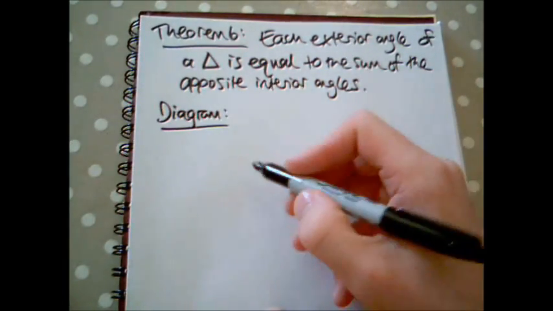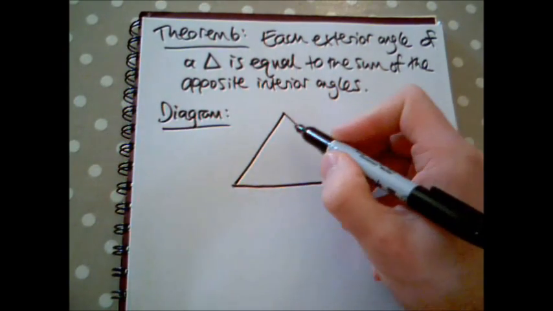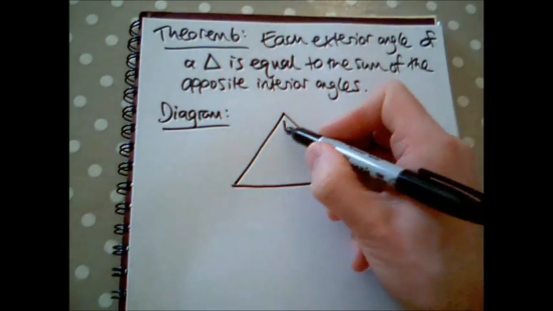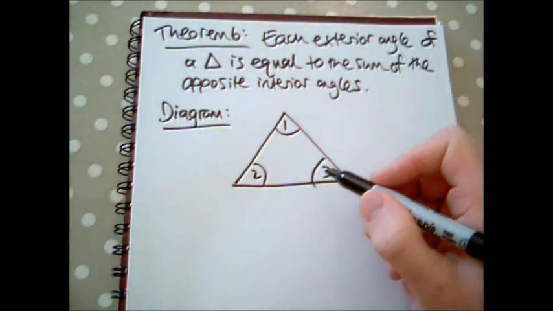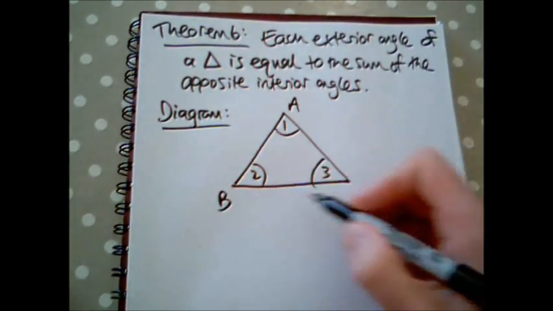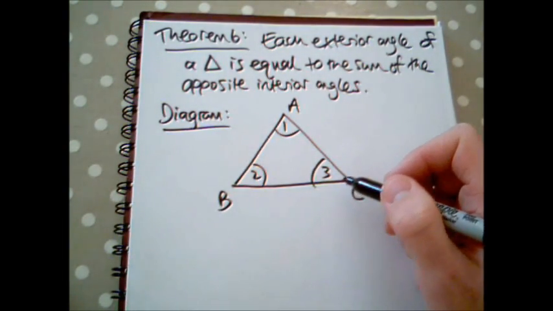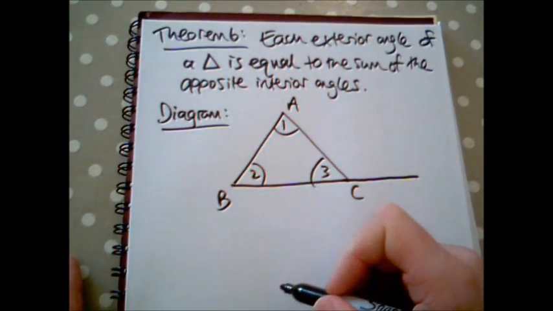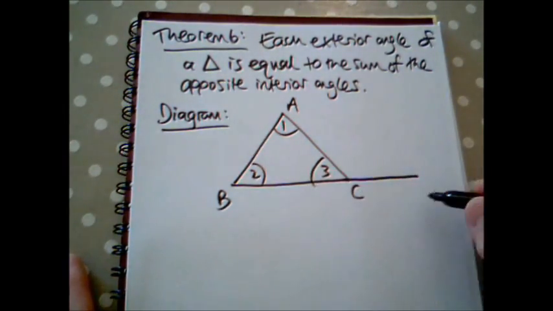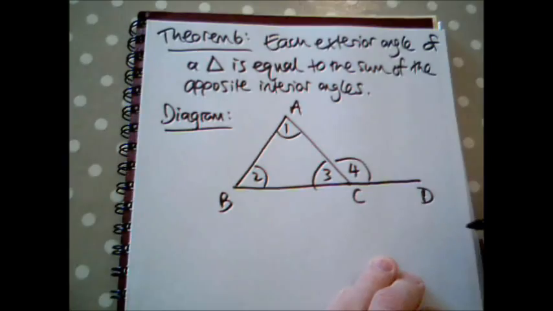So usually when you have a triangle, say like this, you have the angles, let's say 1, 2 and 3. Okay, so let's call this triangle ABC. And these are the interior angles. They're inside the triangle. To get an exterior angle, what you need to do is take a side and lengthen it out. Alright, so let's lengthen that side BC out to D here. And then let's call this the angle 4. This angle 4 is the exterior angle.